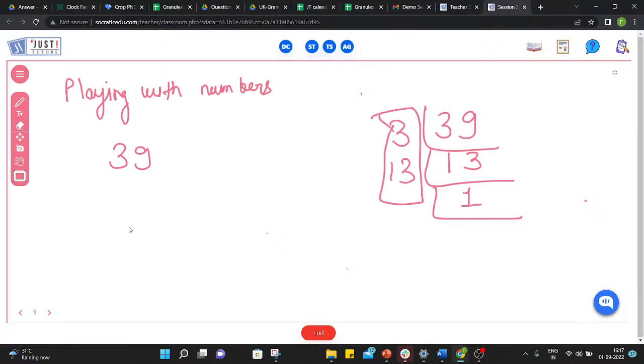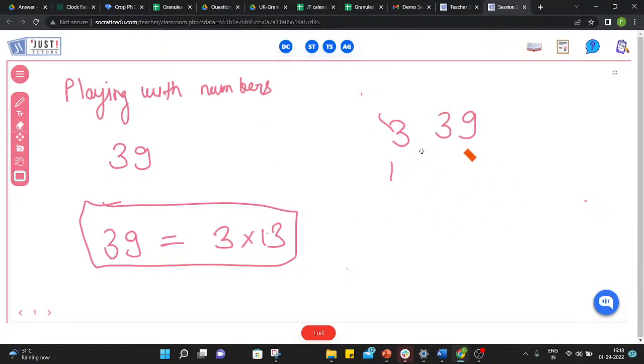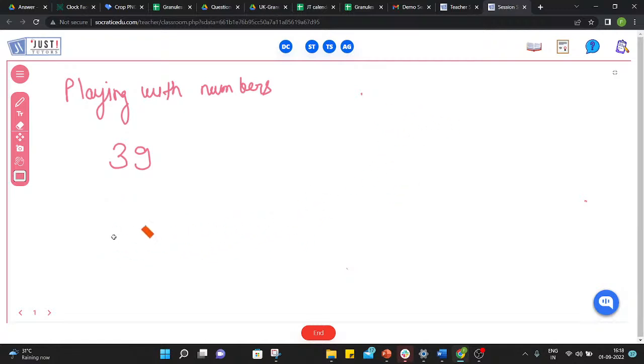So the factors of 39: 39 can be written as 3 times 13. So 3 and 13 are the factors of 39. Okay, so let me raise it. I hope you are getting what I'm talking about, and I hope you are understanding what I'm saying. Okay, so let me raise all of it.